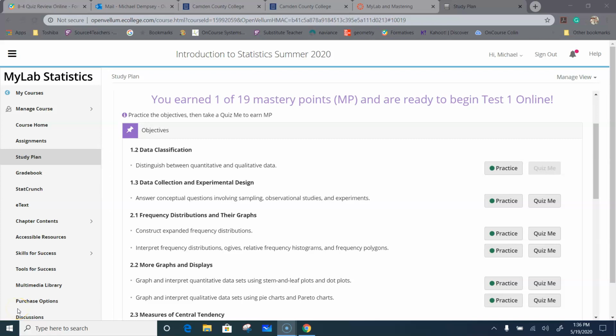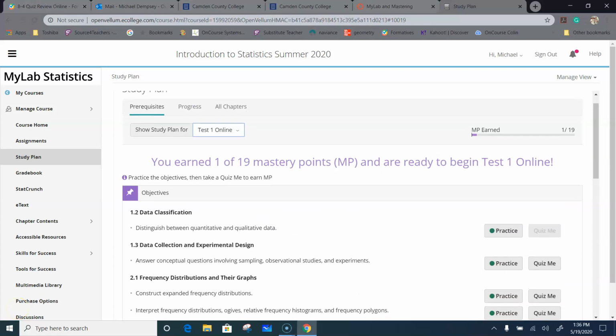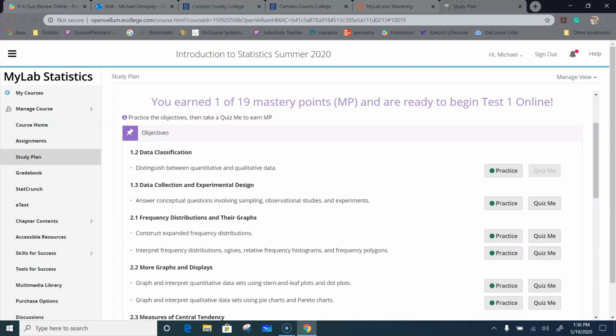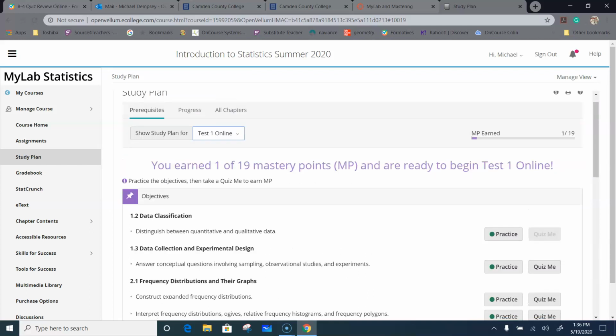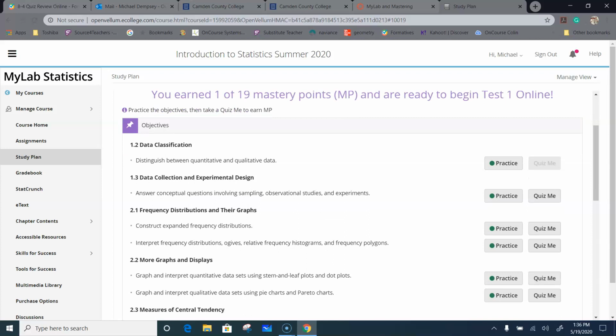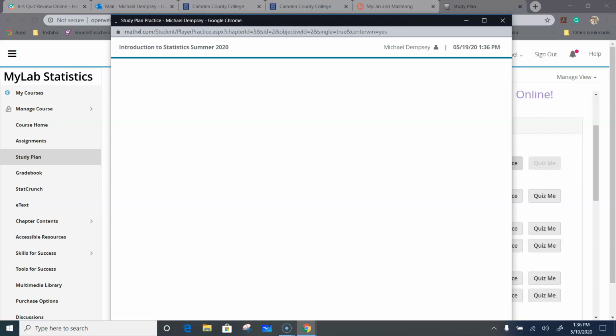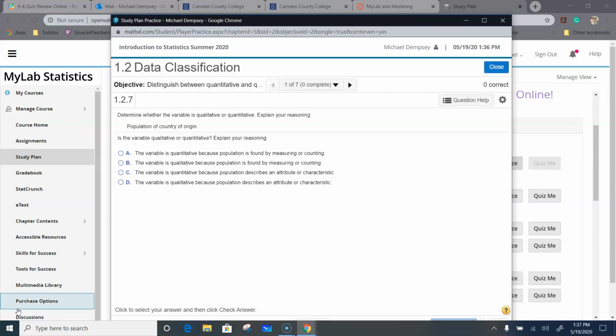Okay, so I'm in the study plan for your Test 1 online. I want to make a review for you here. If you click on the study plan and make sure that up here it says Test 1 online, you'll be able to get in here. Now my Quiz Me button is grayed out because I ran through that. But if you just click on the practice button, you can work through some of these.